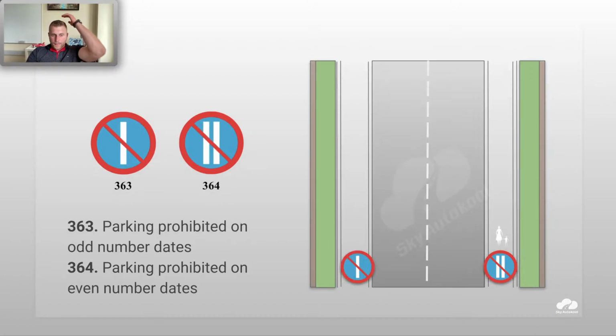Yeah, and this one is quite tricky also, this sign especially. So basically this means that the first one is parking prohibited on odd number dates, and the second is parking prohibited on even number dates. So on the left side you cannot park on odd number dates, here on even. To be honest, I have never seen these signs in Thailand, maybe somewhere in other cities, but in Thailand I have never noticed them anywhere.